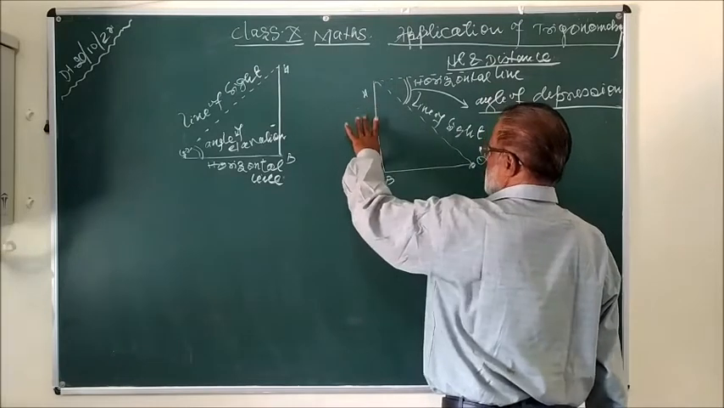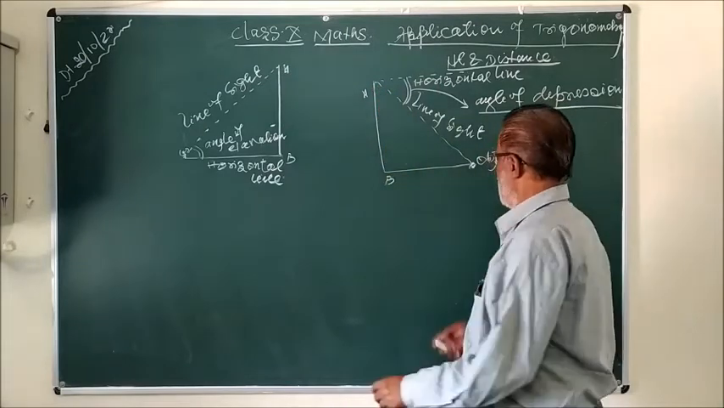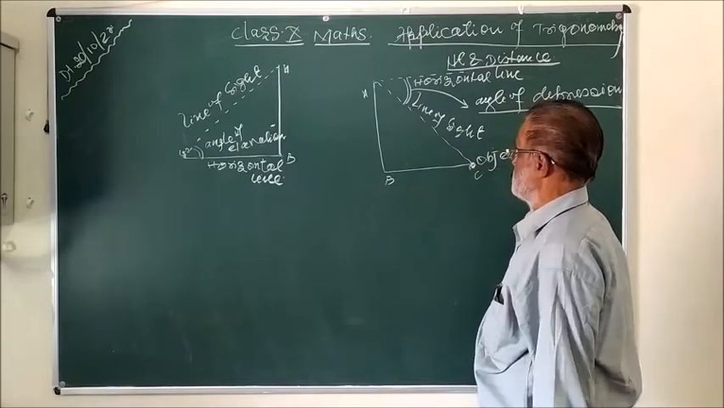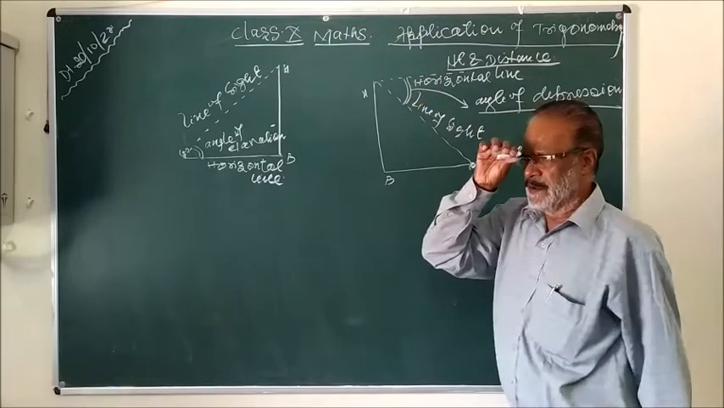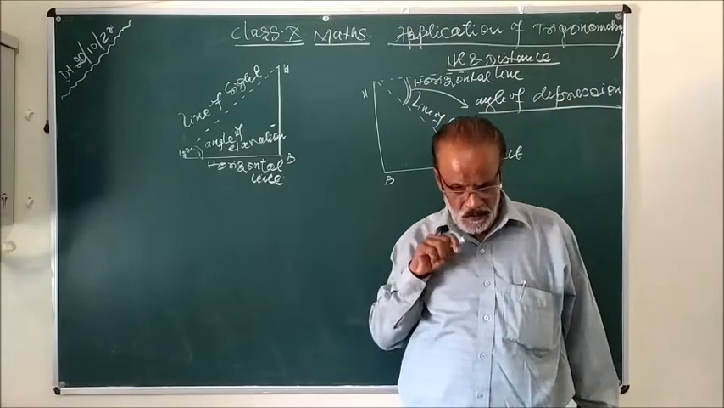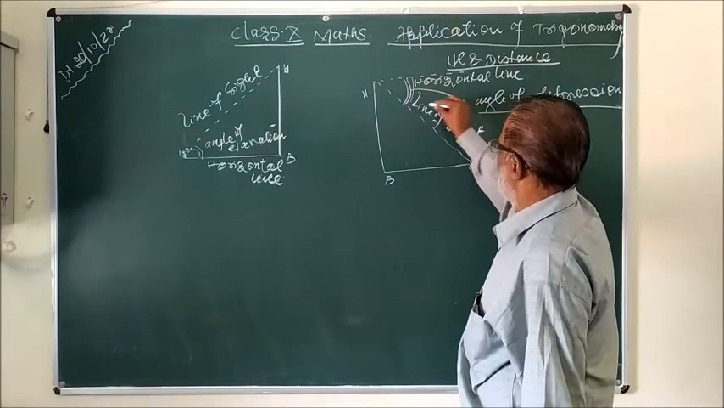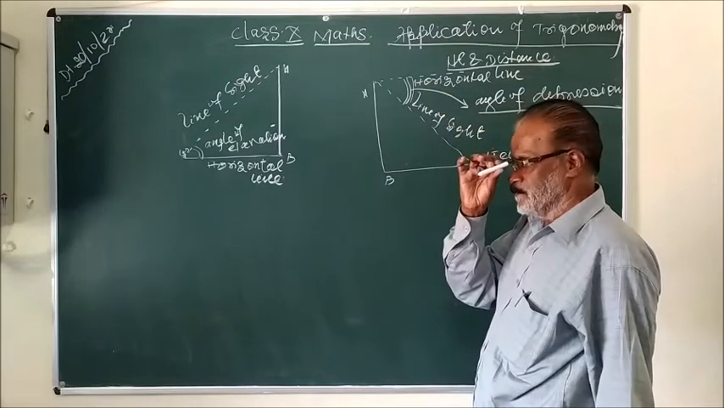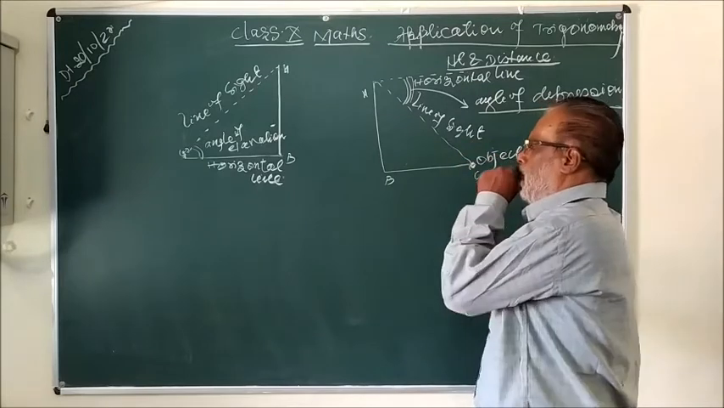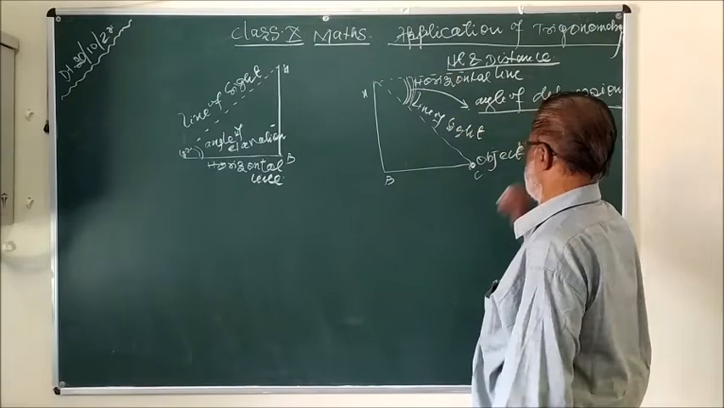This is the roof of the building, suppose, and here is the observer, and on the ground there is an object, suppose C, and this is the horizontal line. Now you can see here, if you want to see it, an angle is formed, the angle between the horizontal and the line of sight by which you are moving your eyes. So this angle is called the angle of depression.